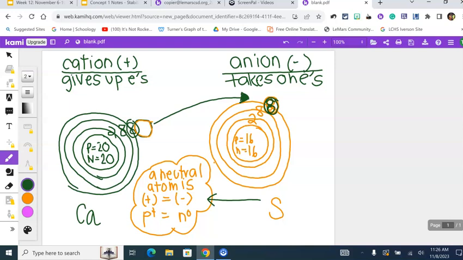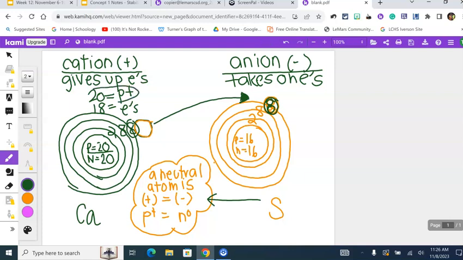So now calcium started with an electrically neutral atom, 20 protons, 20 electrons. It just gave up 2, which means how many protons does it have? It didn't give up any protons. So how many protons does it have? 20. It has 20 protons. How many electrons does it have? Because it just gave them up. It has 18 electrons.